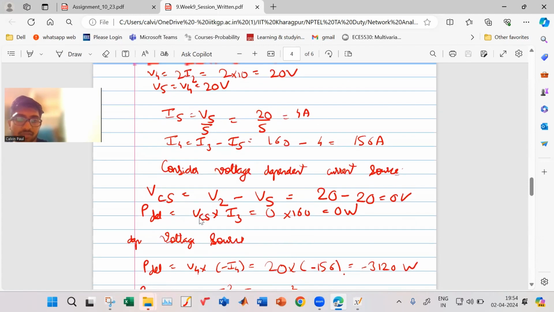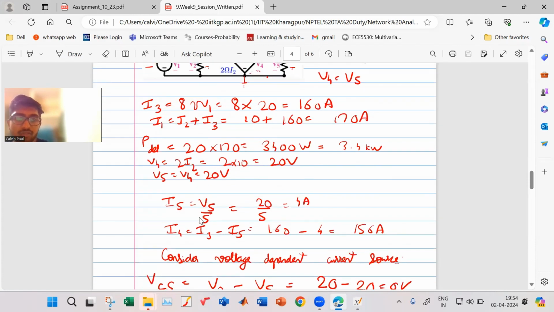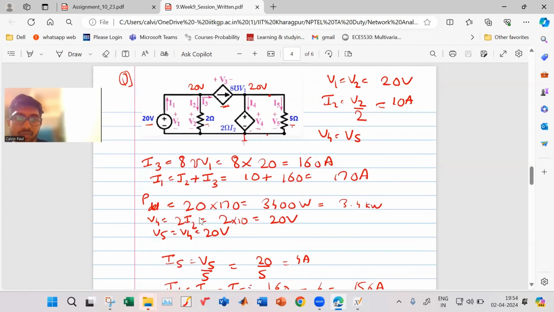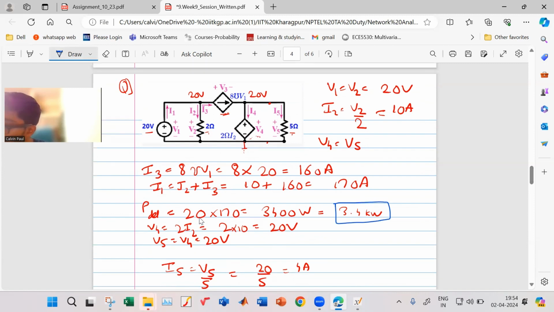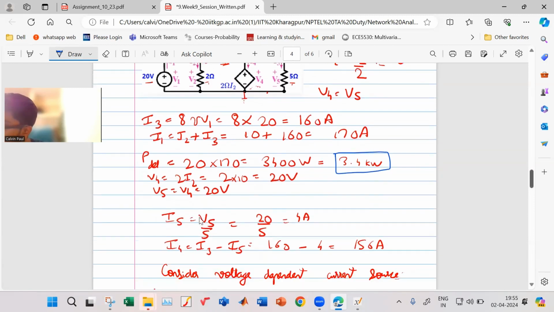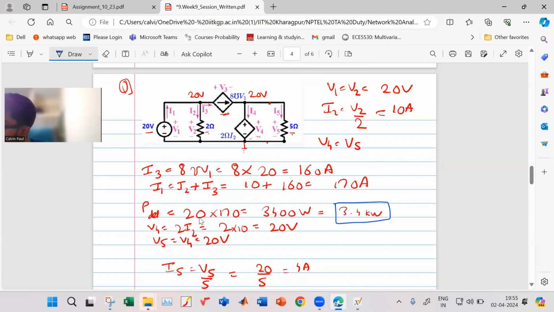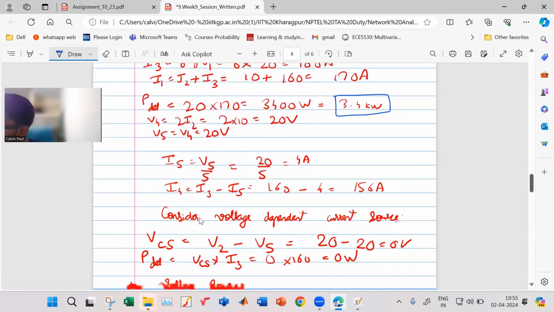Power delivered by your voltage source is 3.4 kilowatt. It's not eliminated. This is 3.4 kilowatt, the power delivered by this. Now, your current source is not consuming any power because the voltage across it is zero.